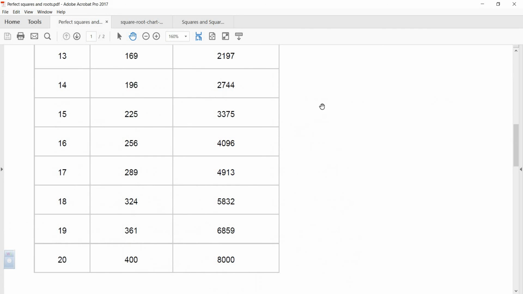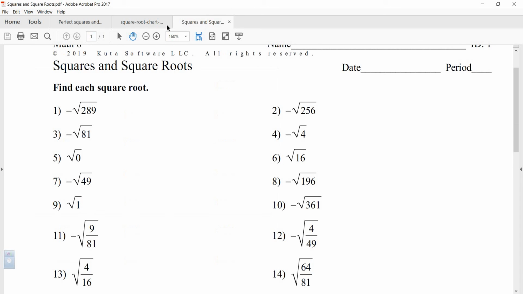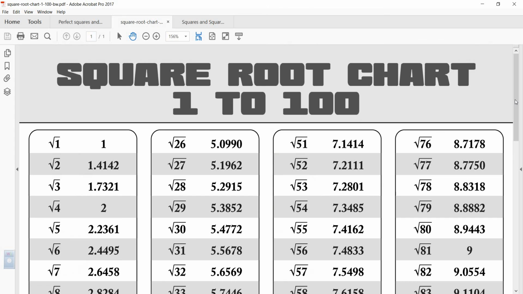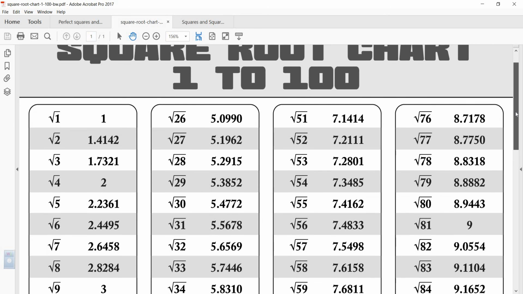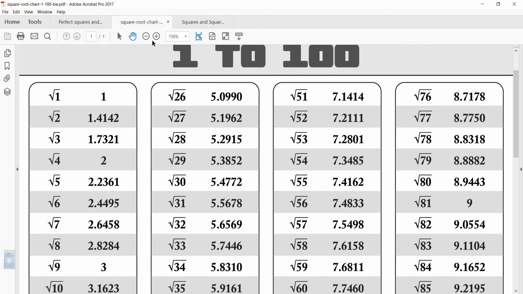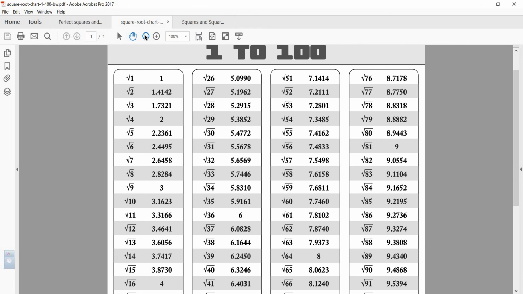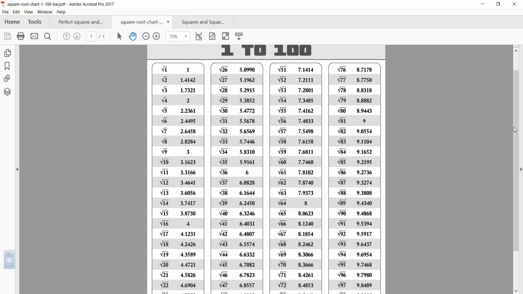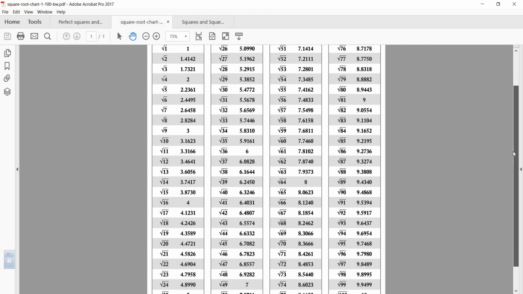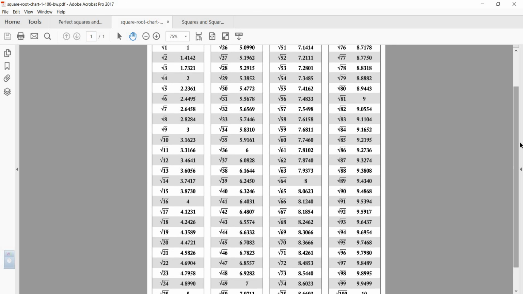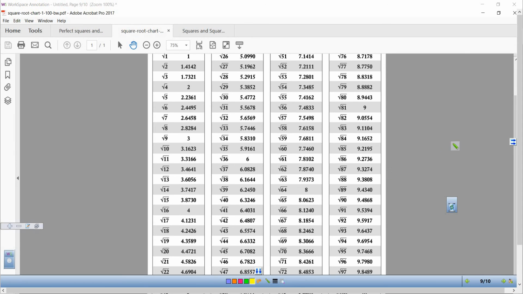But what if they're not a perfect square? And most square roots will not be of perfect squares. All right, so I have this table here. And again, I just pulled this right off the internet. Let me make this a little bit smaller so we can see the whole thing. All right. Okay. We can almost make it fit. Okay. So I'm at 75%. That's about as small as it can get for these old eyes.